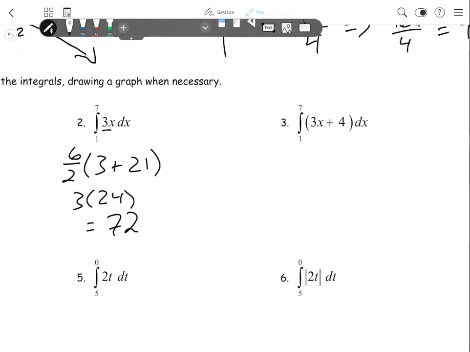And in example number 3 here, I'm going to use my rules. So remember that we have 7 rules for definite integrals. And one of those rules allows me to write this as the integral from 1 to 7 of 3x dx plus the integral from 1 to 7 of 4 dx, splitting these two terms up into 2 separate integrals.